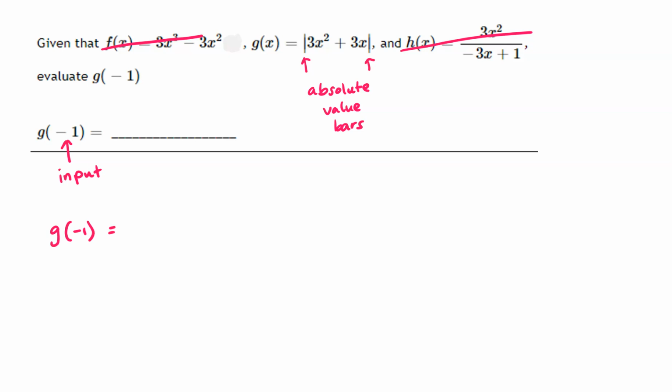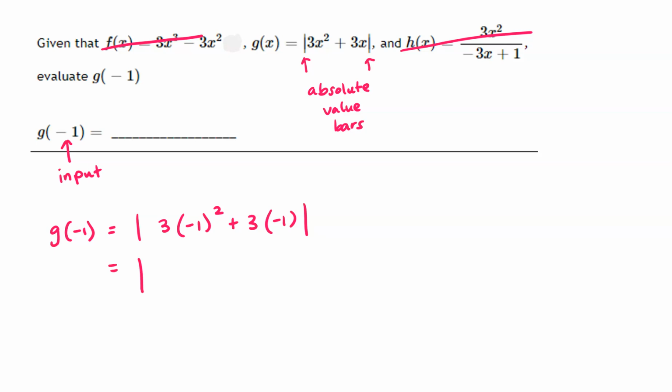we see an x in the g function, we want to replace it with -1. So I'm going to do the absolute value of 3 times -1 squared plus 3 times -1 and then an additional absolute value bar. So the way that we simplify this is we want to simplify everything inside of the absolute value bars using order of operations, and then we will take the absolute value at the end.